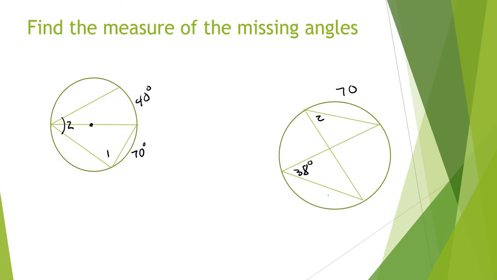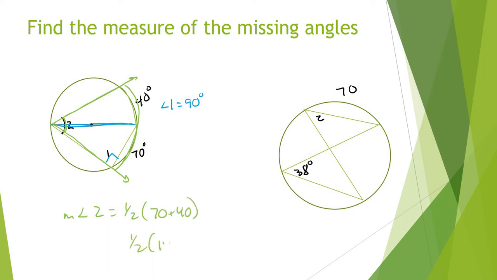So got two diagrams here, and we want to find the measure of any missing angles. So first, let's look at angle 1. Hopefully, you can see that its intercepted arc is separated by the diameter. Therefore, angle 1 is 90 degrees. Angle 2 has an intercepted arc of 70 plus 40. So the measure of angle 2 is 1/2 of 70 plus 40, which is 1/2 of 110, or 55 degrees.